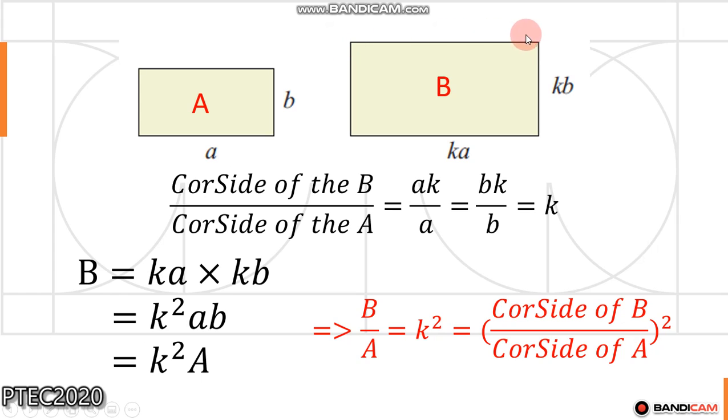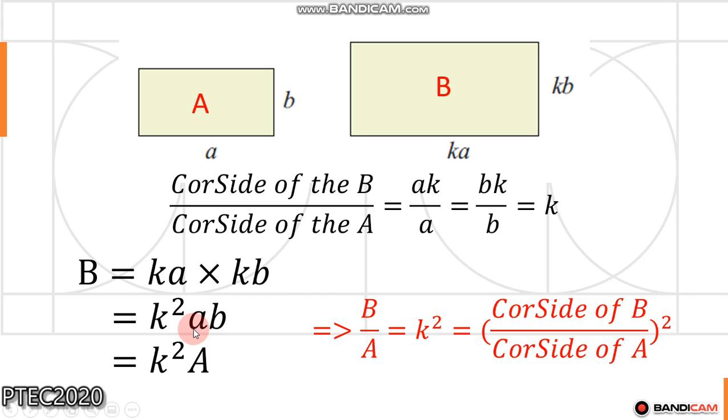In order to find the area of the rectangle, we need to multiply the length and width together, right? The length of B is ka and the width of B is kb. So the area of B is given as ka times kb. If I multiply k by k, it will be k squared, and here is ab, I just keep it as ab. However, if I look at rectangle A, it has length a and width b, so its area is length times width, which means a times b. So a times b here is the area of rectangle A.